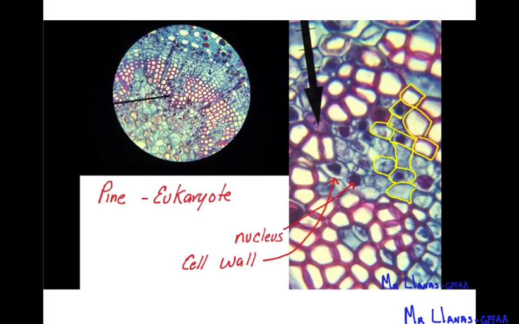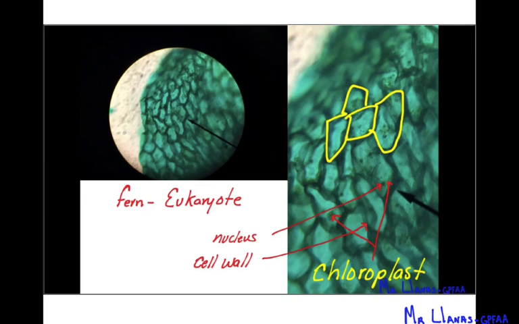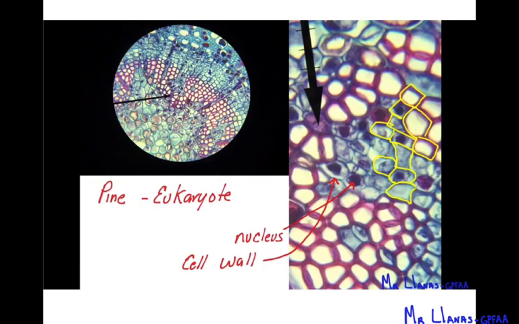The next one is going to be a pine. This is the root of a pine tree, and it's a eukaryotic. Okay, you can see here that this is a nucleus, right? Those dark spots right there. But some of the cells are empty. Okay, but you can still see the cell wall around, those yellow lines are the cell wall.